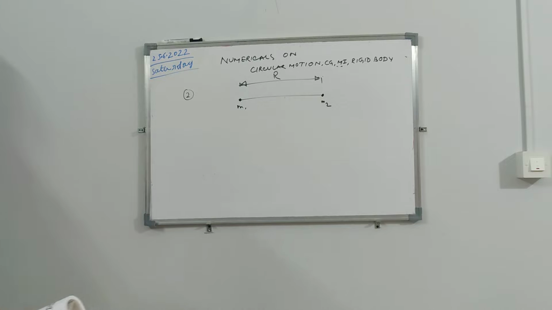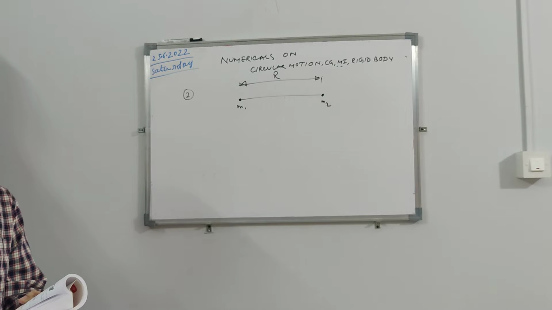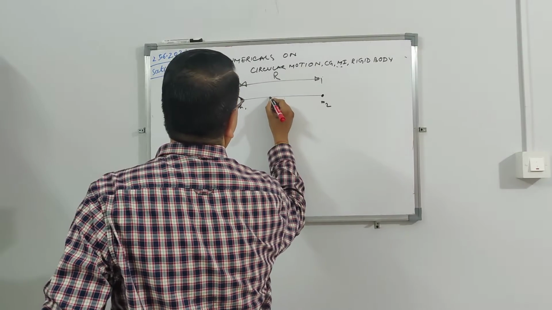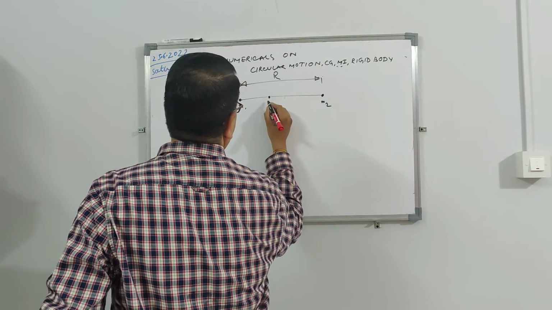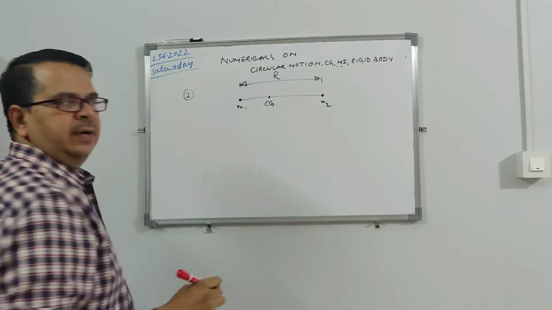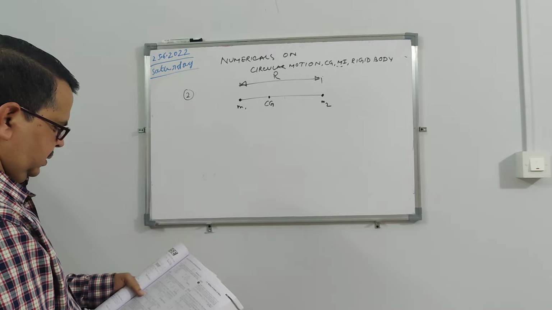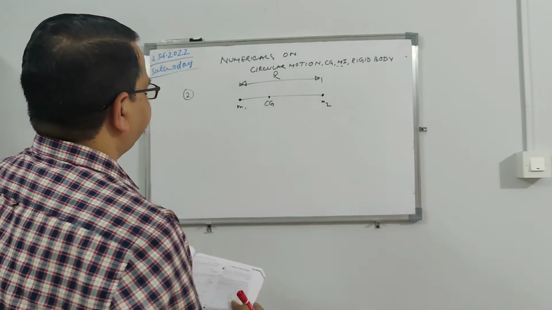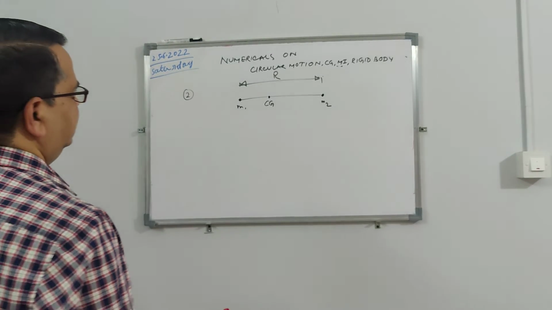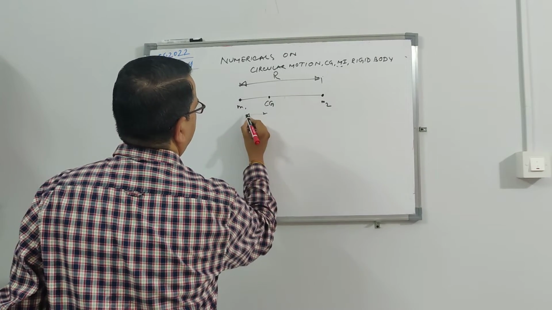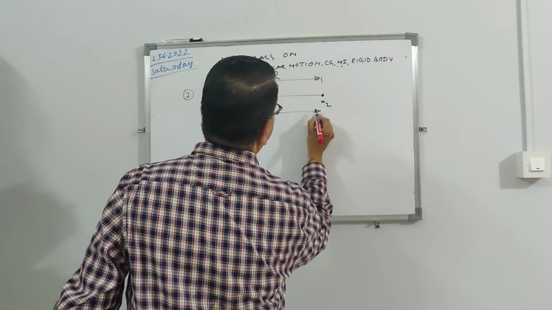The distance of the center of mass of the body from the mass m1 is. Let us say my center of mass is somewhere here. So let me assume, the CG. Let us say this is R1 and let us say this is R2.